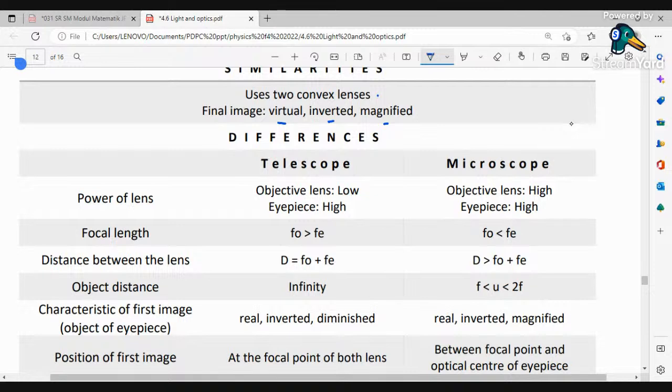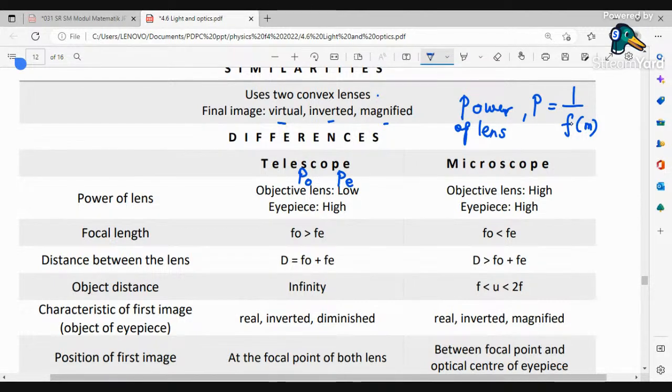Okay, when we talk about power, I wanted to add in power. Power of lens equals 1 over f, with f in meters. Ini formula untuk calculate power lah. So for each of the objective lens and the eyepiece, we can calculate the power by using this. For the objective, we put the power as PO. For the eyepiece, the power is PE.